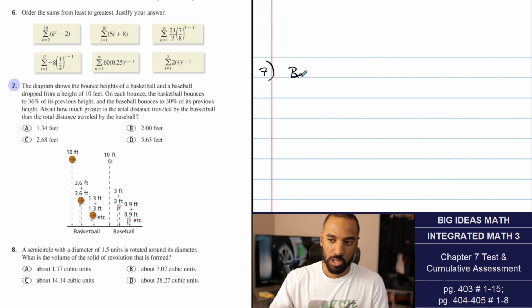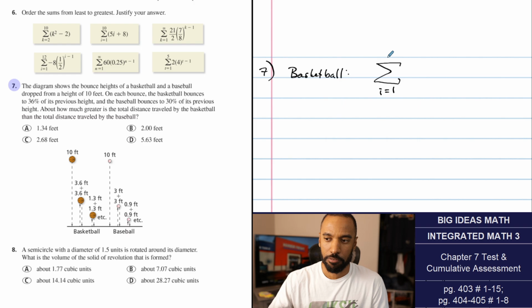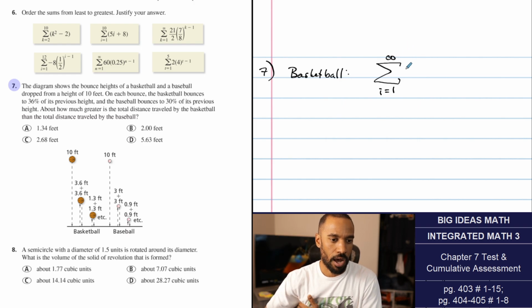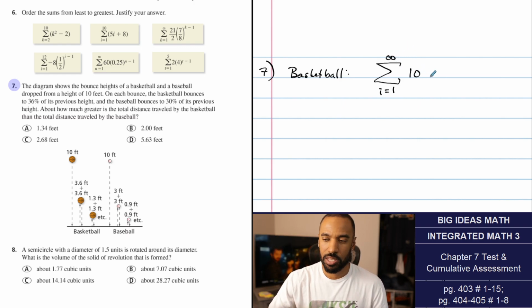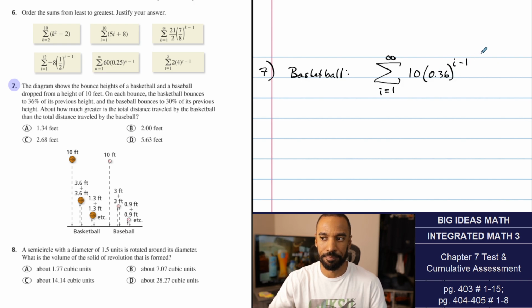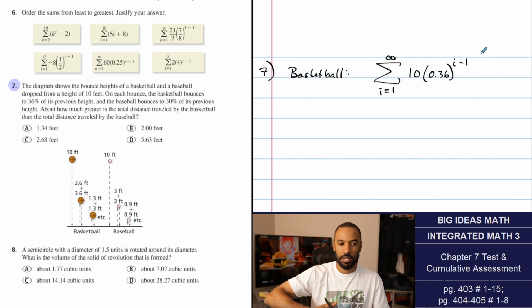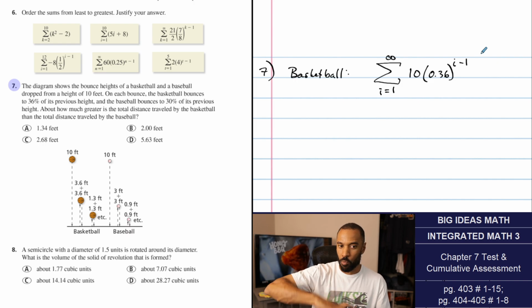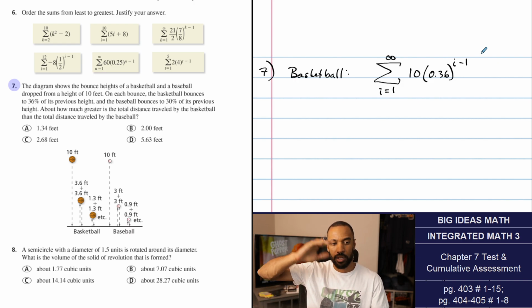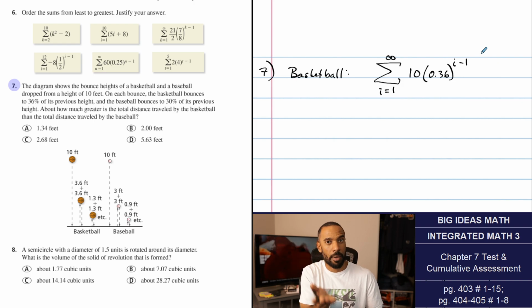So whenever we do a series, when I'm talking about the basketball, if I did this infinite series from the first term to the infinite term, 10 is the amount that it drops the first time, and then it goes down 36% of its previous height like that. This only gets the downward drops. That's just 10, and then 3.6, and then about 1.3. I'm looking at the numbers on the screen. 10, 3.6, 1.3. It doesn't account for the amounts that it goes upward.